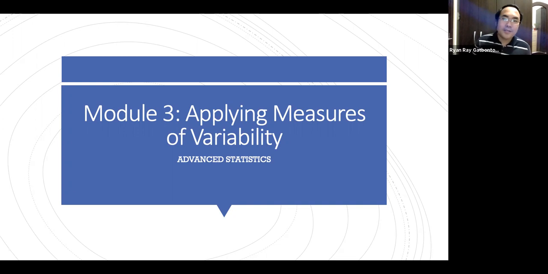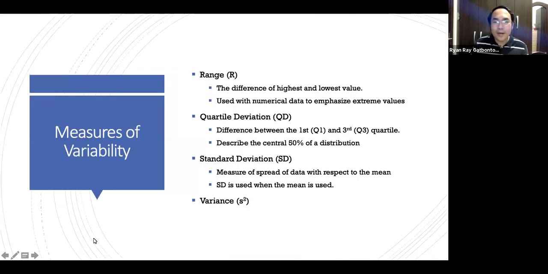Hello students. In this video, we will talk about the different measures of variability. There are four main measures of variability that are commonly used. The first one is your range, which is the difference of your highest value and the lowest value. Your range is used when you are dealing with numerical data to emphasize extreme values.